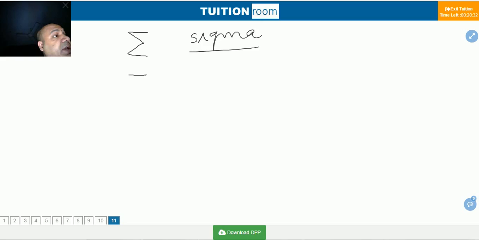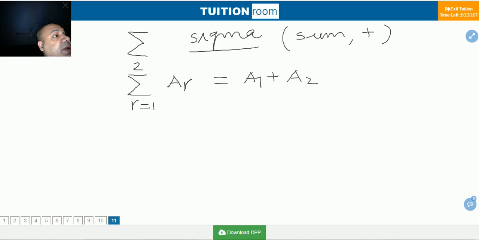If something is written as the sum of AR from R equal to 1 to 2, what does it mean? Sigma simply means sum, a plus sign. Put R equal to 1, here AR gives A1. If you put R equal to 2, we get A2. These two terms will be added up as we move from R equal to 1 to 2.